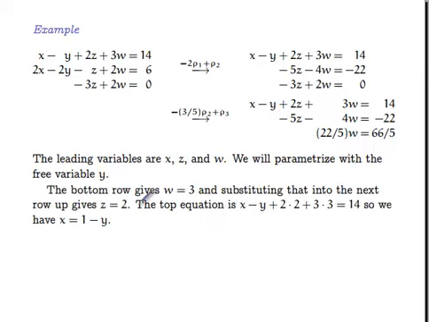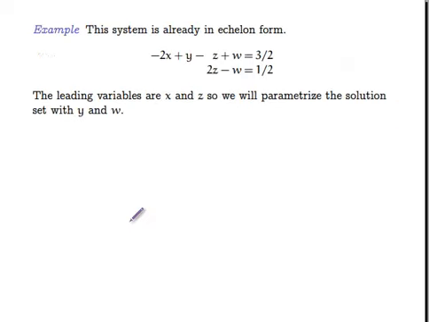Okay, so let's see how that works. The bottom row gives w equals 3. That's a necessary condition. Then the next row gives z equals 2. The top row is given, I can replace w and z into the top equation. And that gives me an equation just with x and y. If I solve for x, I get x equals 1 minus y.